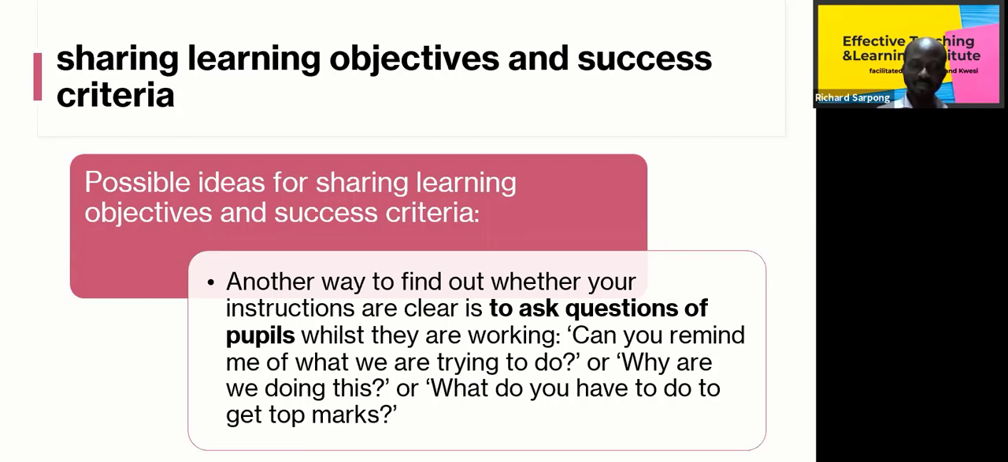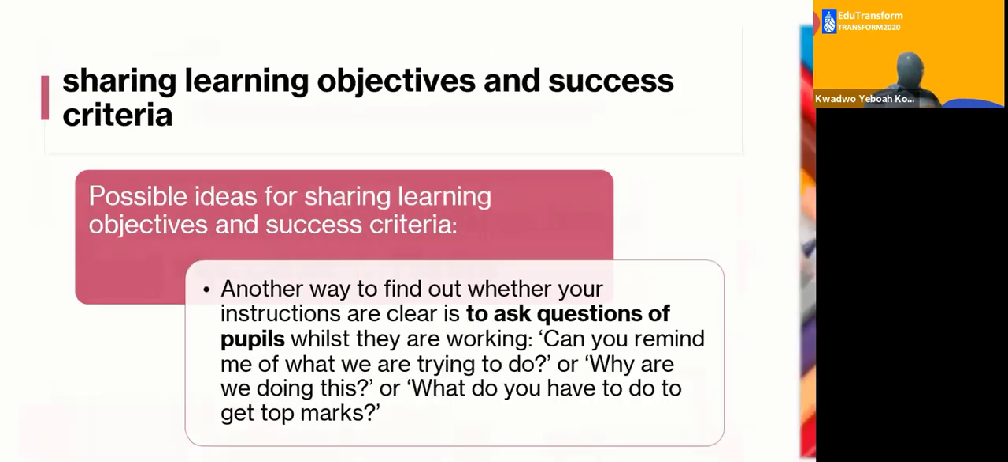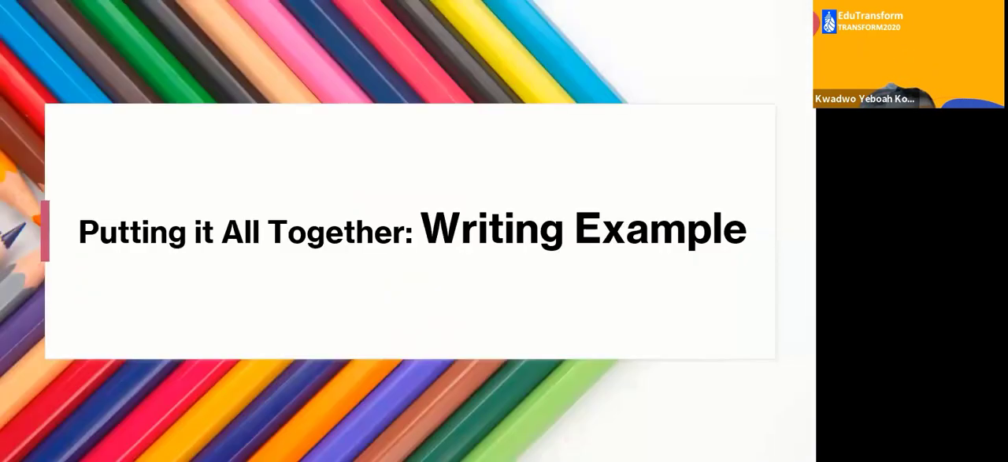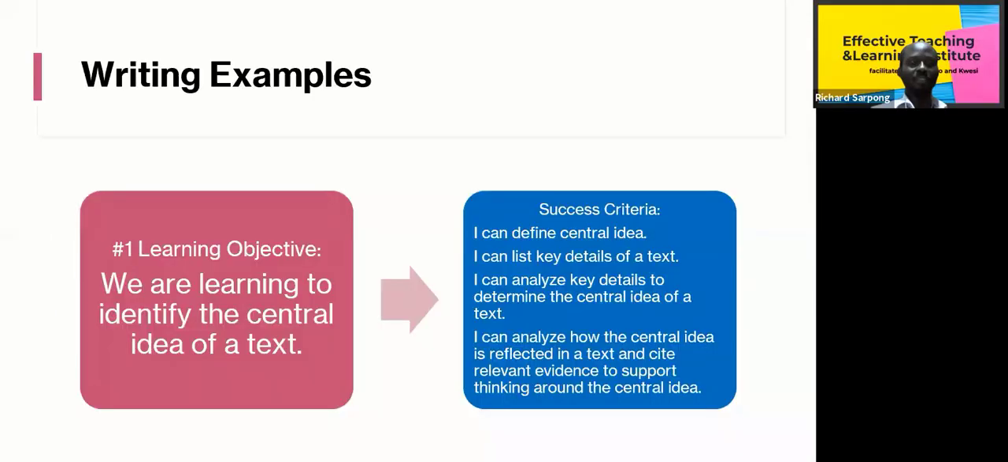Okay. Can we now look at how we write good success criteria? All right, so let's look at the writing together. Let's look at an example in language where we are teaching students how to identify the central idea of a given text. So that is the learning objective: we are learning to identify the central idea of a text. But how will they know that they are being successful?